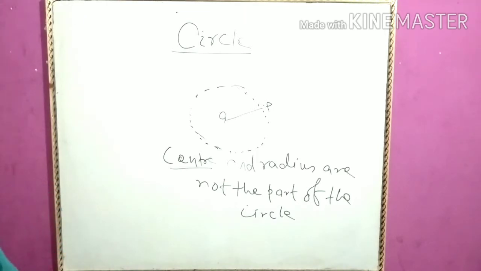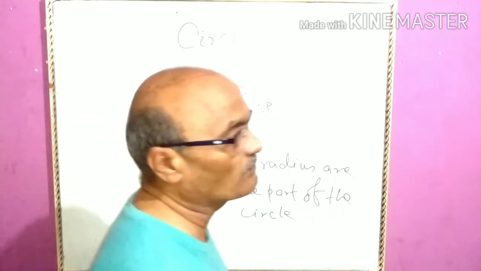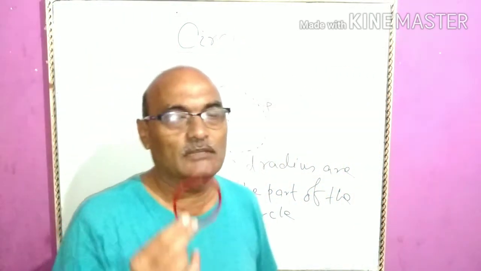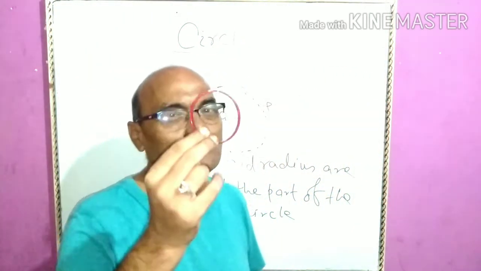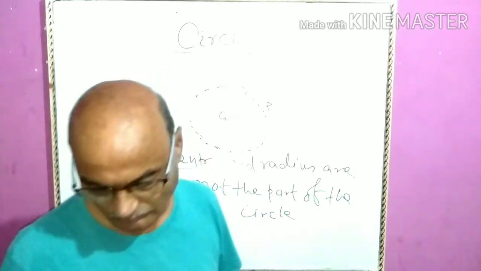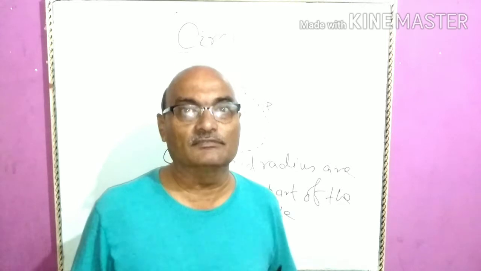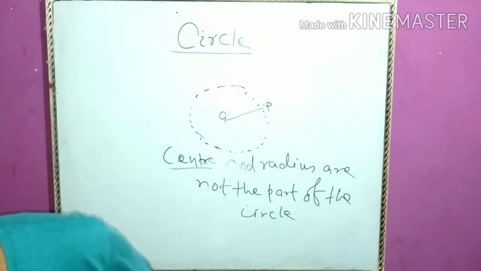Now next, you can see what is an example of a circle. Here is a bangle I have in my hand. Bangle is an example of a circle. Ring is an example of a circle.